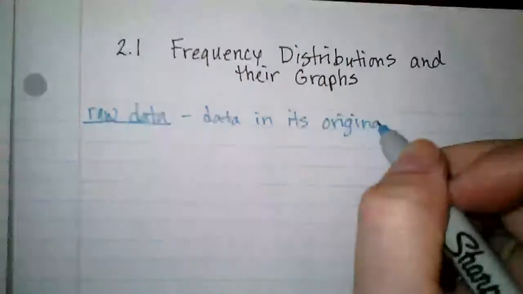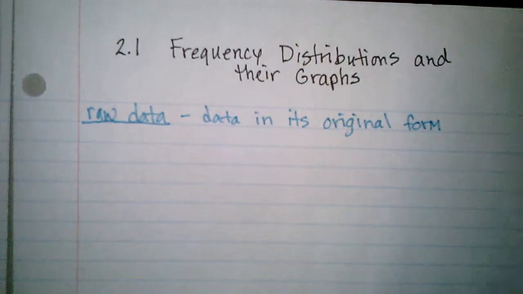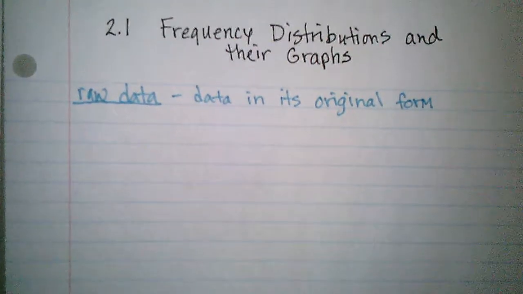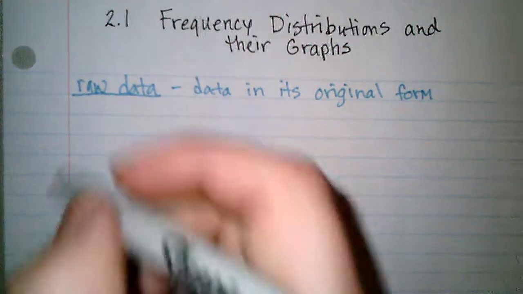So this may be in tallies if you were counting objects, or it could be the survey responses, but nothing has been done to it. It's just the original data.